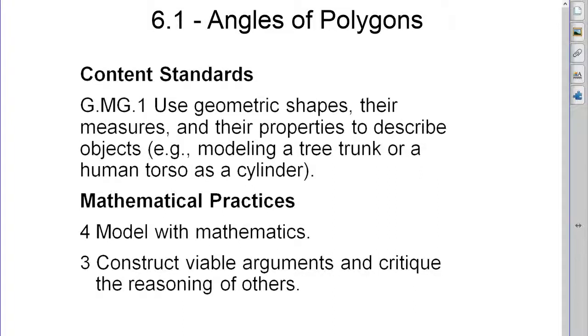Okay, so welcome to chapter 6. This chapter is primarily about polygons, specifically quadrilaterals, so four-sided polygons, and all the different ways we can classify them. The first section deals with, as it says, angles of polygons. So we're going to be talking about working with the angles within a polygon.